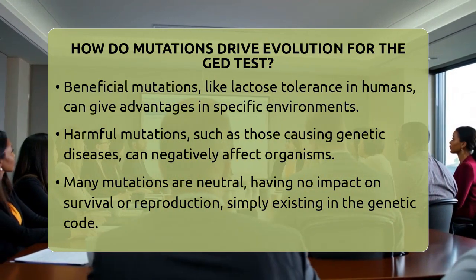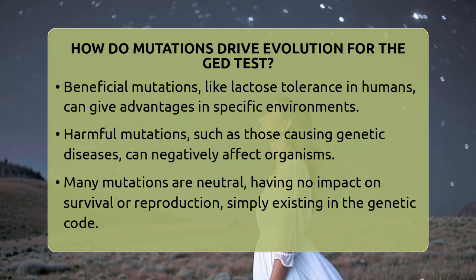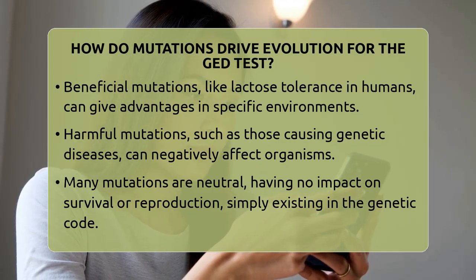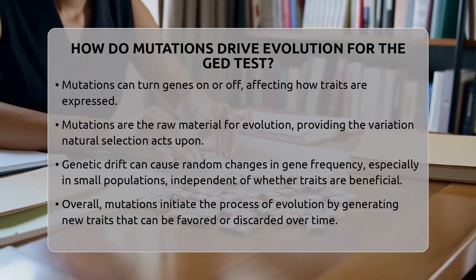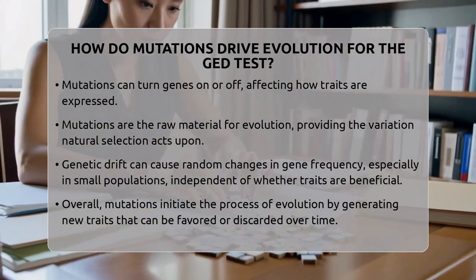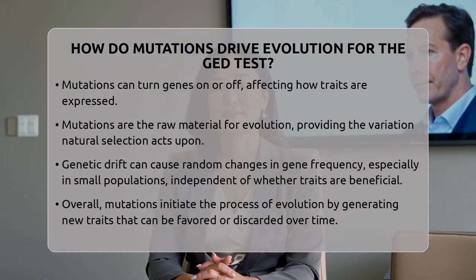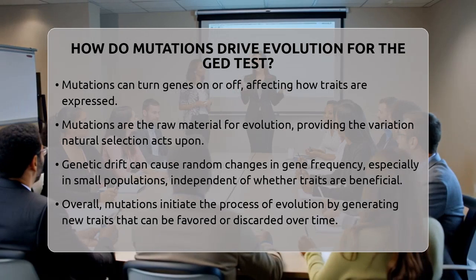Mutations can also add new genes or change how existing genes are expressed. Some mutations turn genes on or off, influencing traits in different ways. It's important to understand that mutations are the raw material for evolution. They create the variation that natural selection acts upon. Without mutations, species would not be able to adapt to changing environments.